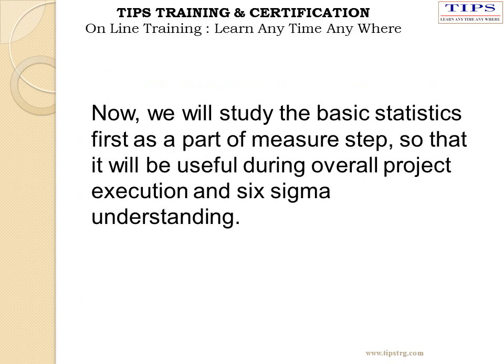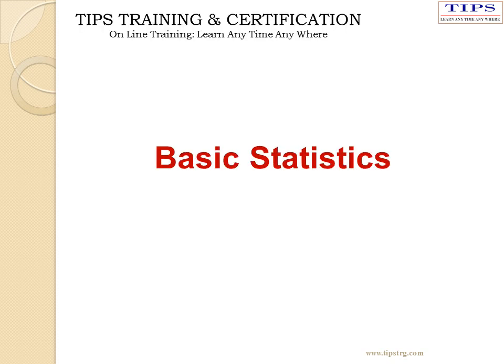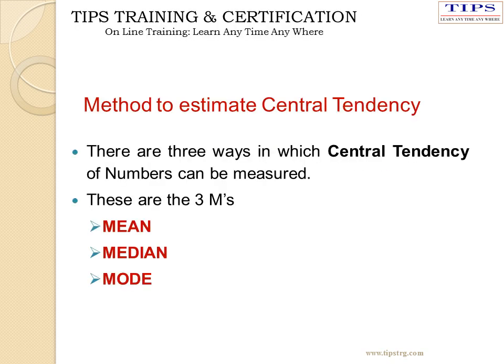Now we will start with basic statistics in the measure phase so that this basic statistics will be useful during the overall project execution and Six Sigma understanding. The basic statistics includes the methods to estimate the central tendency. There are three ways of calculation of central tendency. Three M's are mean, mode, median.